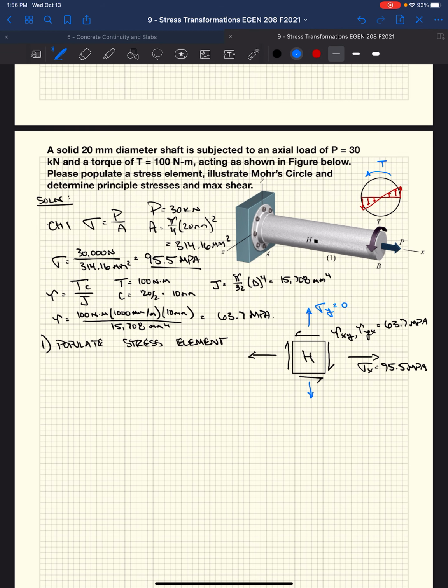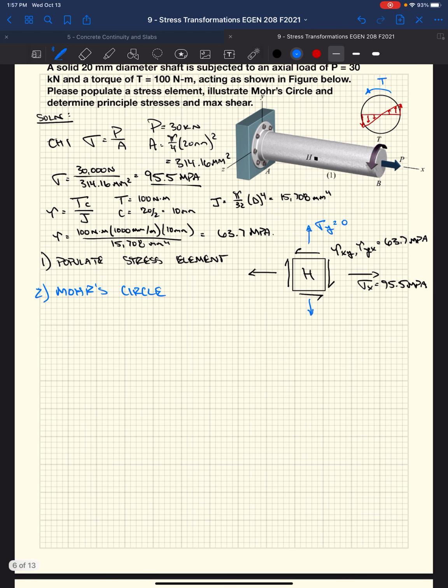Well, now they ask us to illustrate Mohr's circle based on this stress state, and we want to determine what the principal stresses and the max shear are. Okay? So we are going to go for old Mohr's circle. I'm going to draw it really well.